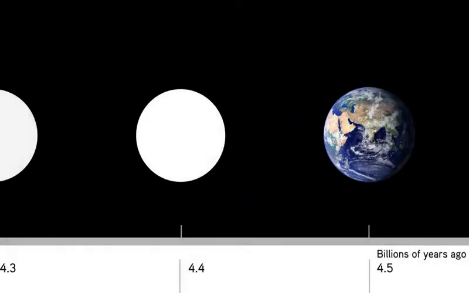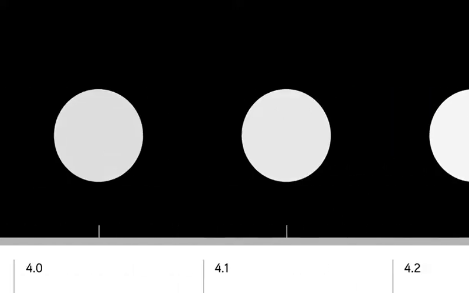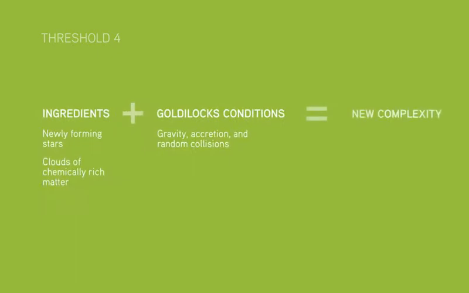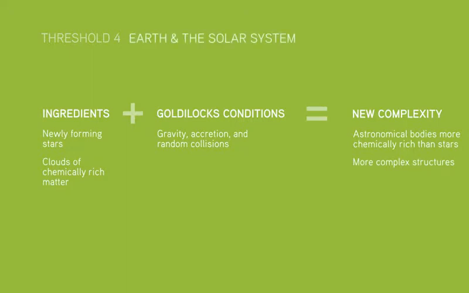Our Earth formed about 4.5 billion years ago, but the very first rocky planets may have formed within a billion years or so of the Big Bang. These planets represent new forms of complexity because they contain a much greater diversity of chemical substances than had ever existed before. And that could create even more complex entities, such as the first living organisms.